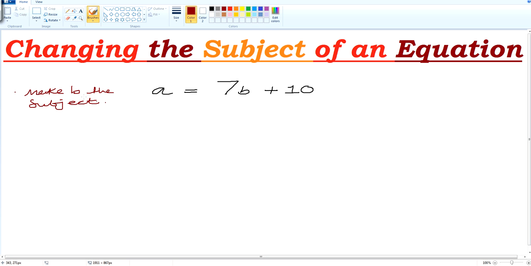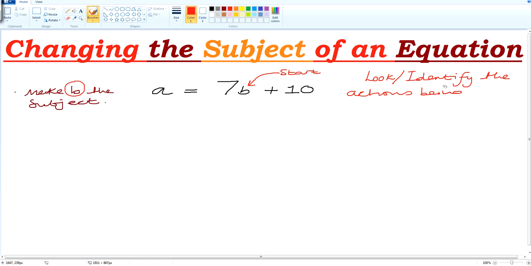Now, in order for us to do this, if we are making b the subject, we have to start at b. So the keyword here, let's start at the letter that we want to make the subject. Let's start at the b. Now, what do we do first of all? We look. We identify the actions being done to b. So that's what we're going to do first.